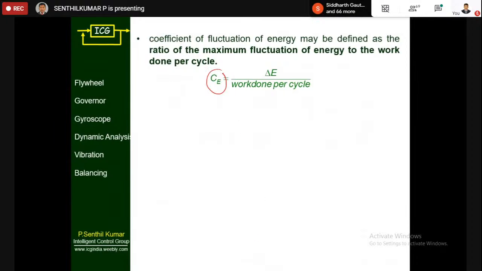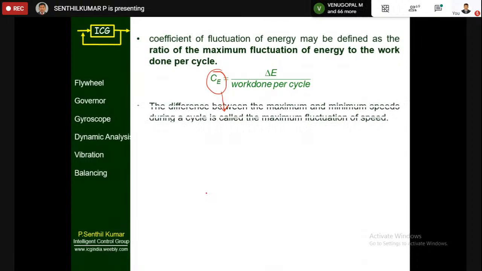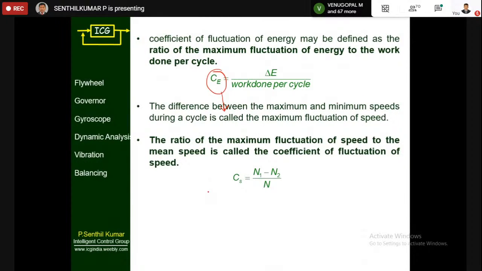Then what is the coefficient of fluctuation of energy? The ratio of maximum fluctuation of energy to work done is called the coefficient of fluctuation of energy. They can ask this in a multiple choice question. Apart from that, there is the coefficient of fluctuation of speed, which is another question. What is the ratio of maximum fluctuation of speed to mean speed? They can give four options: coefficient of fluctuation of energy, coefficient of fluctuation of speed, coefficient of steadiness, or some other term. You have to choose the right answer, so you must know that basic.